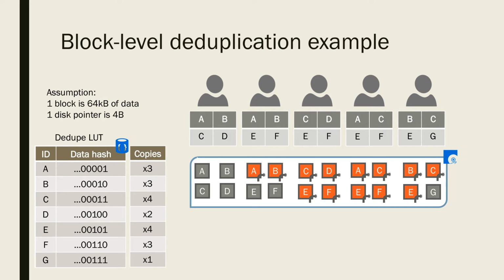Here you can see now this third column of the dedup lookup table, which says how many copies of each data block are written on the disk. For example, the A block has 3 copies. One of them is the data block which was written for the first time, and 2 of them are 2 pointers pointing to the A block.